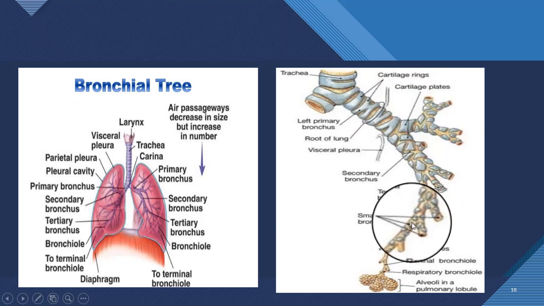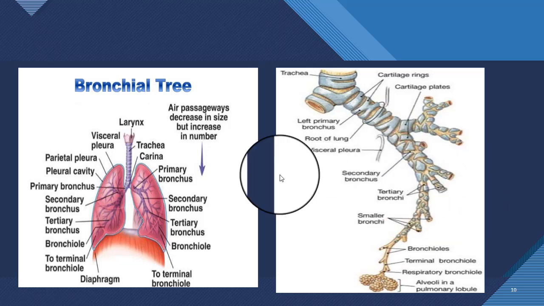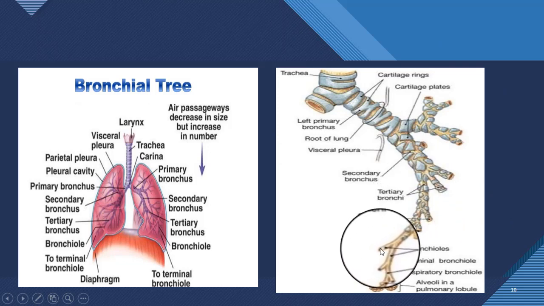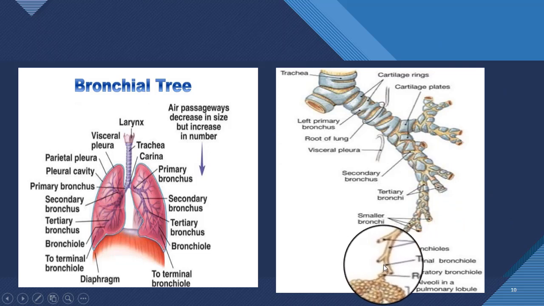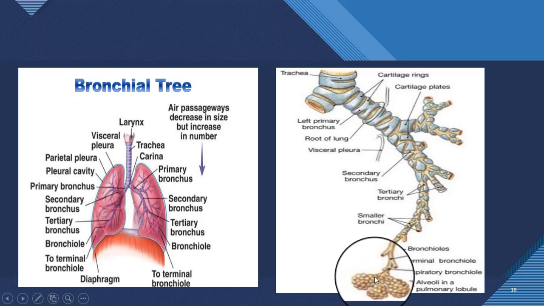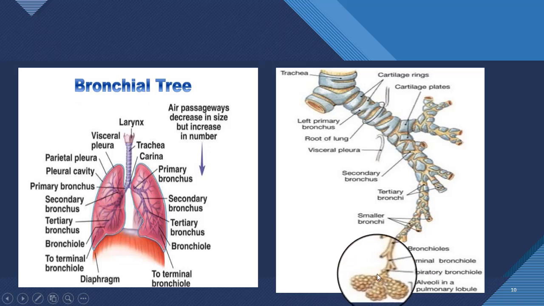Now what happens? These segmental bronchi give rise to many conducting bronchioles, which eventually lead into terminal bronchioles, and each terminal bronchiole gives off respiratory bronchioles, which feature thin-walled outpocketings that extend from their lumens, and these are the alveoli, the site of the gaseous exchange. So this was all about the bronchial tree.